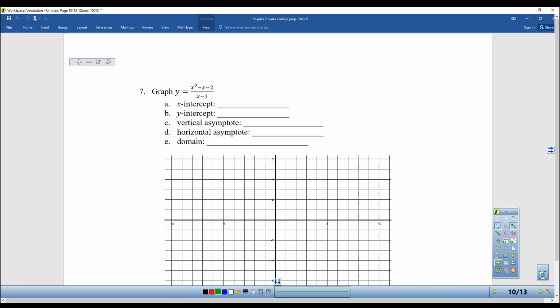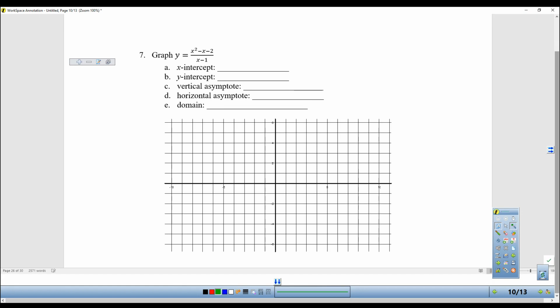Let's do another oblique one. If you want to try this one on your own, you can. But of course, I'll do it with you. So x-intercept, something comma 0. Y-intercept, 0 comma something. Vertical asymptote will be x is equal to a number. Horizontal, or in this case, oblique, is going to be y is equal to something, but this part doesn't change. And the domain is what x can't be. So the x-intercept is letting y be equal to 0.